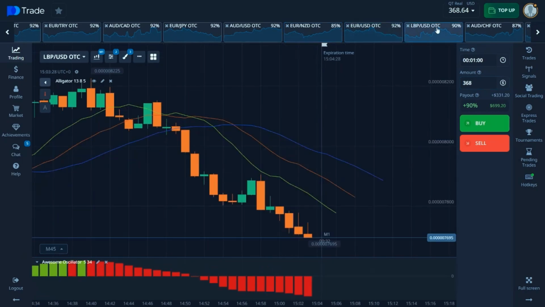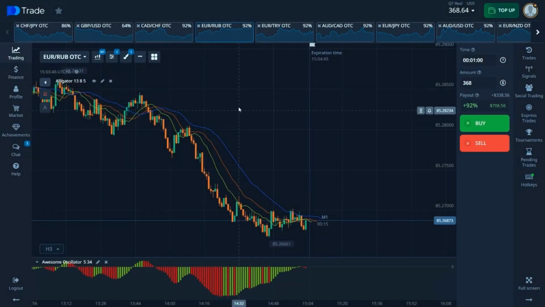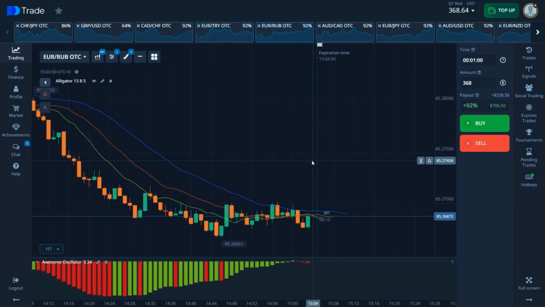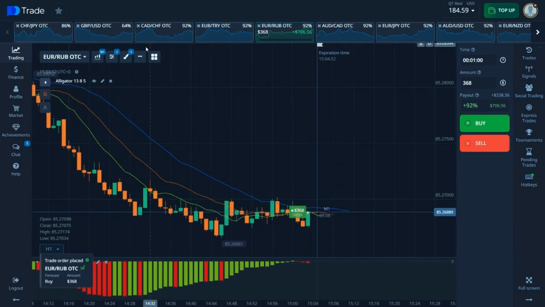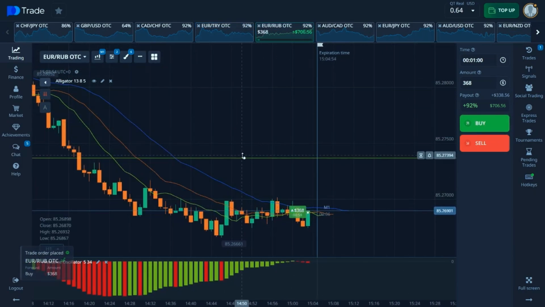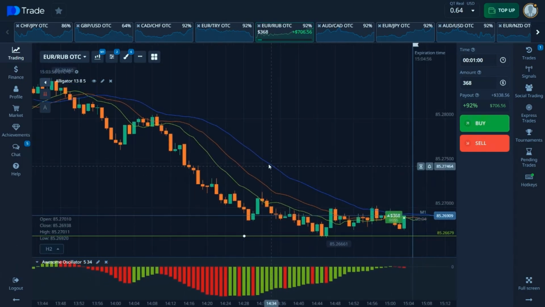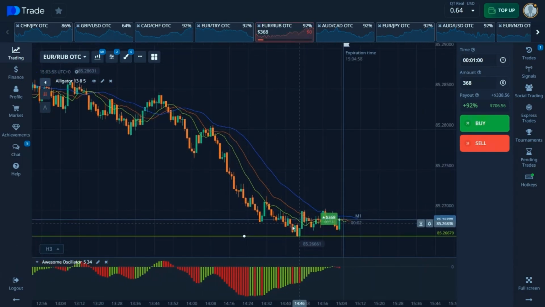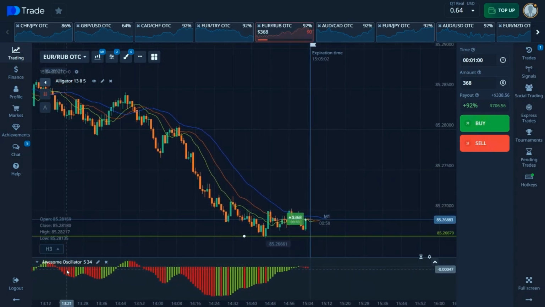So, friends, our second deal also ended in plus. $368 on the balance. We set this amount and move on to the next currency pair. So, friends, we will open the next deal on this asset, Euro currency pair. A bullish position. There is quite an interesting situation here.